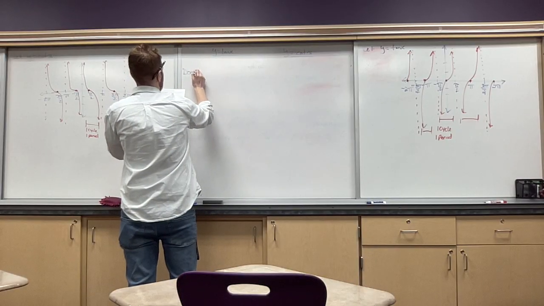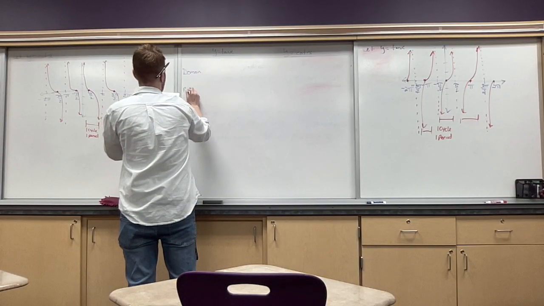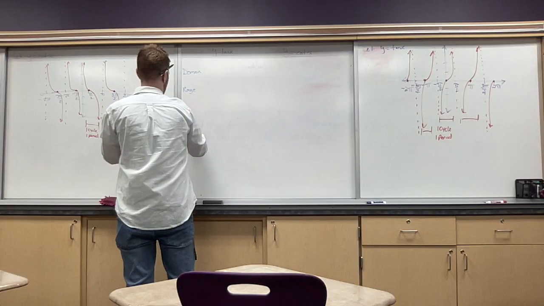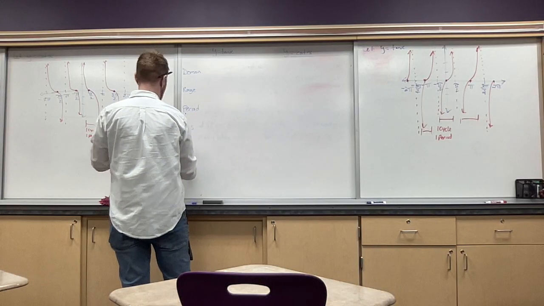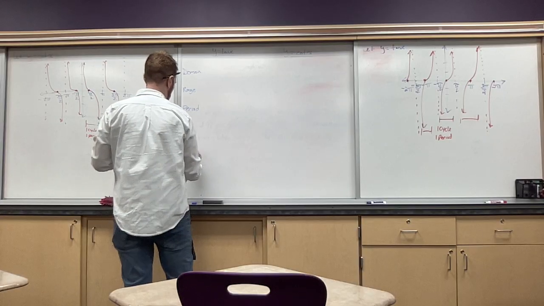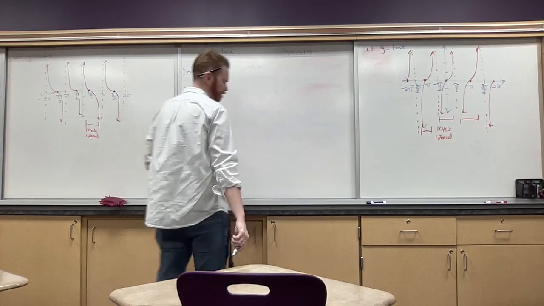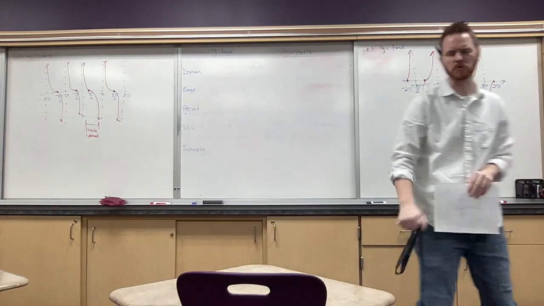So we're going to list the domain, the range, period, where the VAs are located, and the symmetry. We did this with secant and cosecant. I'm just repeating it for these 2.